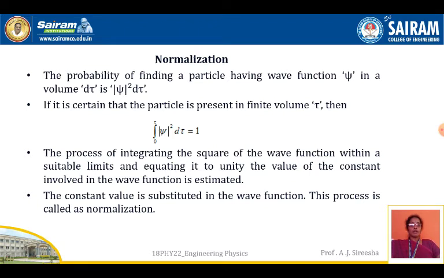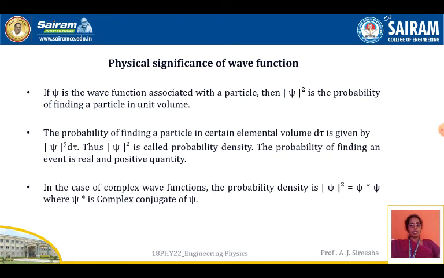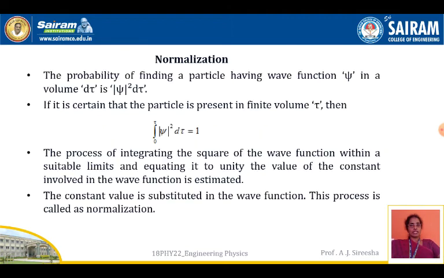Next, what is normalization? The probability of finding a particle having a wave function psi in a volume d tau is mod psi square d tau. We have seen that mod psi whole square is nothing but a probability density. Now what is normalization? The probability of finding a particle having a wave function psi in the volume d tau is mod psi square d tau.